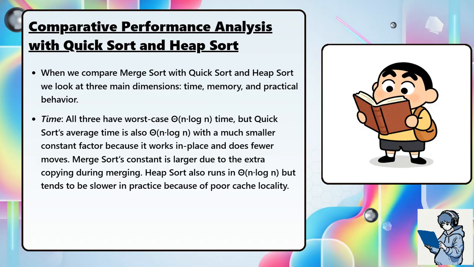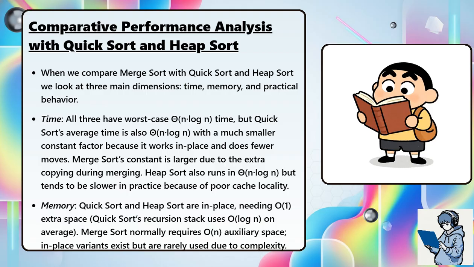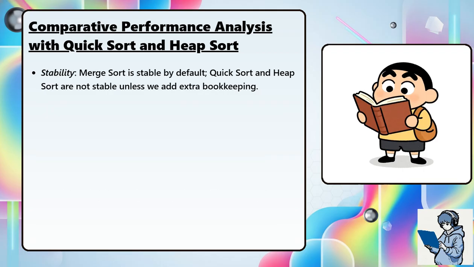Memory: quicksort and heap sort are in place, needing big O of 1 extra space. Quicksort's recursion stack uses big O of log n on average. Merge sort normally requires big O of n auxiliary space. In-place variants exist but are rarely used due to complexity. Stability: merge sort is stable by default. Quicksort and heap sort are not stable unless we add extra bookkeeping.